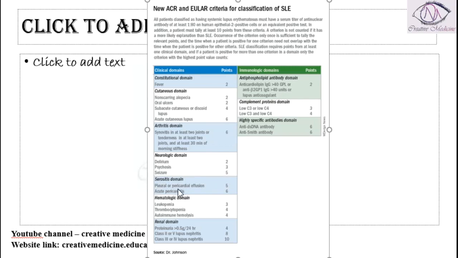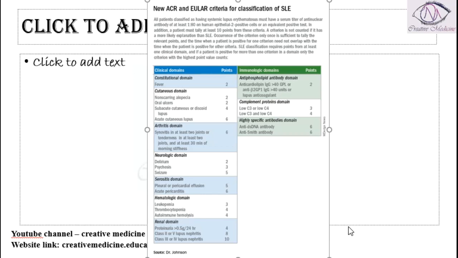Then we have the serositis domain. In the serositis domain, if the patient has pleural or pericardial effusion, 5 points are given. If the patient has acute pericarditis, then 6 points are given. If the patient has hematological disorders, like leukopenia, 3 points are given. If the patient has thrombocytopenia, 4 points are given. Autoimmune hemolysis, 4 points are given.